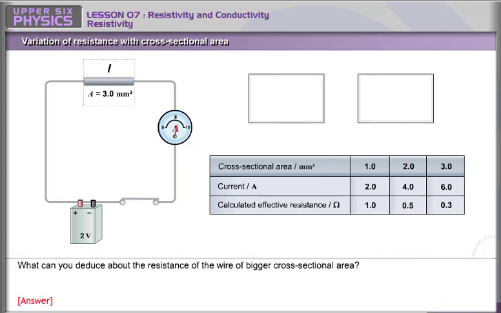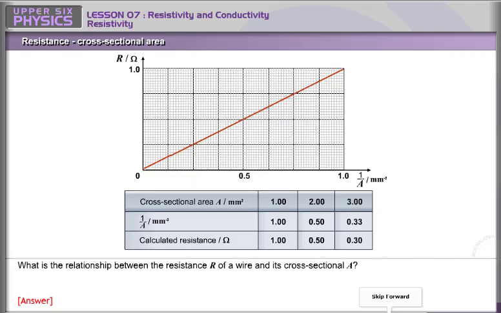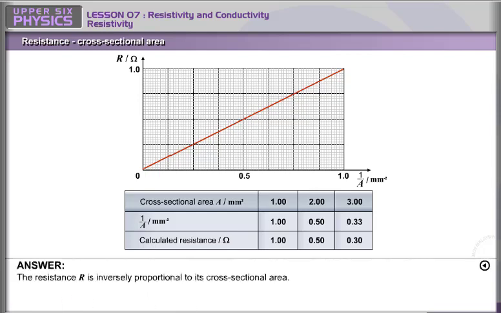What can you deduce about the resistance of the wire of bigger cross-sectional area? Answer. Its resistance is lower. What is the relationship between the resistance R of a wire and its cross-sectional area A? Answer. The resistance R is inversely proportional to its cross-sectional area.